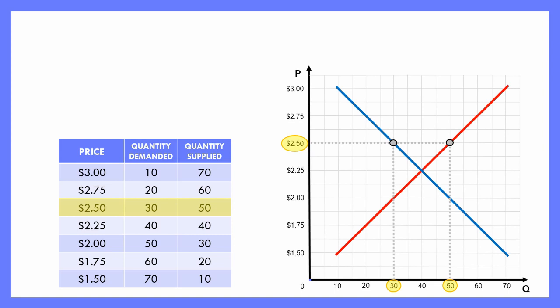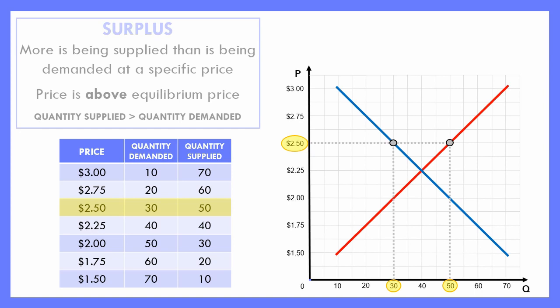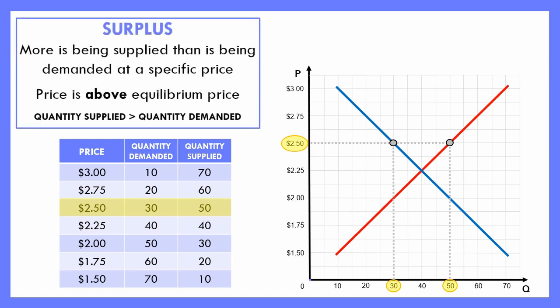And what we do is we look at that and say, all right, what's going on here? What's the problem within our economy? Well, the problem is that we have a surplus. A surplus is when we see that more is being made available than is being demanded at a specific price. In this case, at a price of $2.50, more gas is being made available by suppliers than what people want to buy. Because our quantity supplied is greater than our quantity demanded, we have a surplus. That surplus is that gap right there.